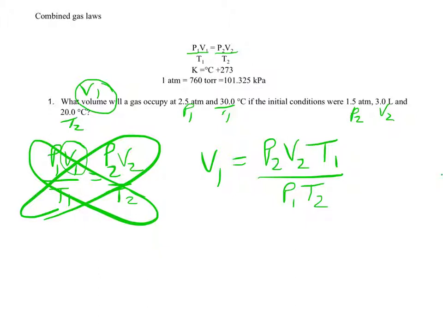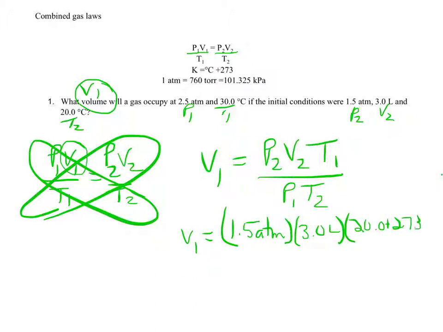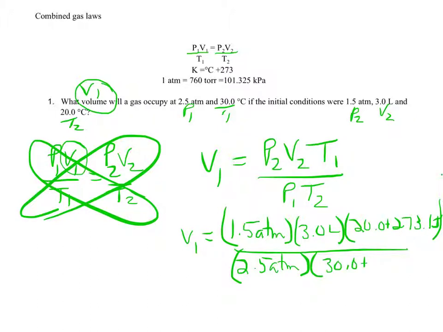Here, I'm just plugging in my numbers, so I have all my math in one place. My P2 is 1.5 ATM. My V2 is 3.0 liters. And my T2 is going to be 20 plus 273. We could put the 1.5 in for that one, so that makes it a little more accurate. And then divided by my initial pressure, which is 2.5 ATM, and my initial temperature, which is going to be 30 plus 273.15.